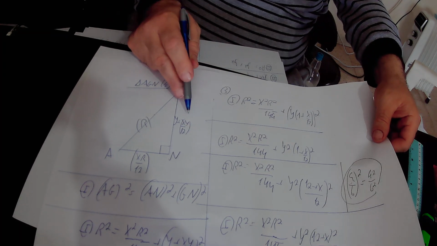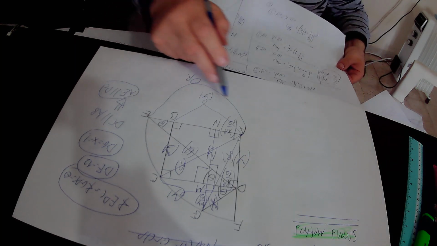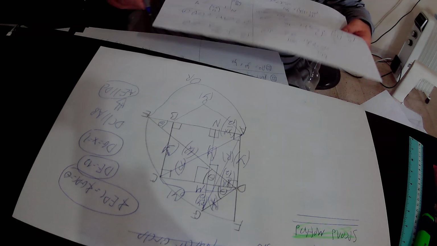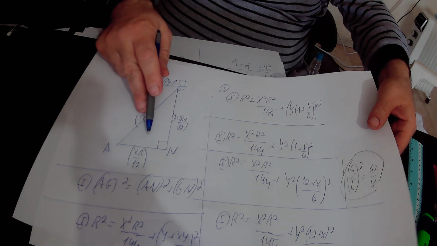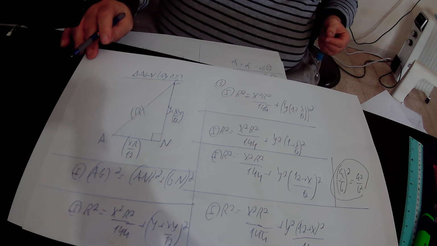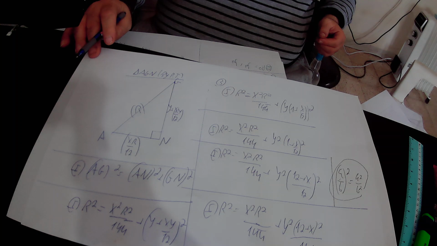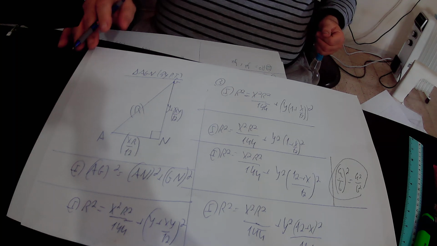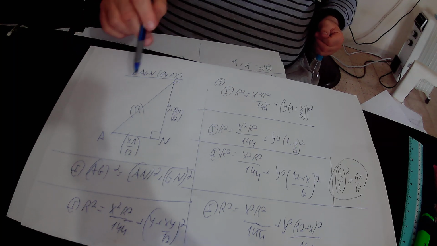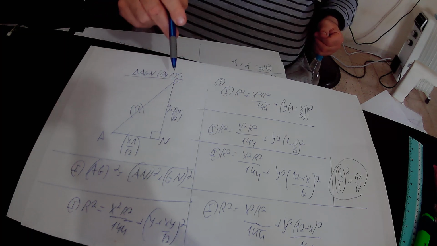GN in total equals xy over 12 plus y. And we already found out that AN equals xr over 12. Here we implemented the Pythagoras theorem in this right triangle AGN. According to the Pythagoras theorem in this right triangle AGN, AG square equals AN square plus GN square.